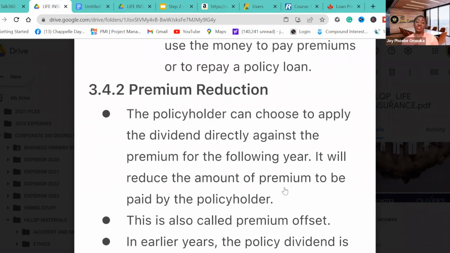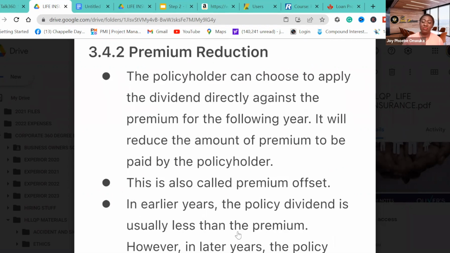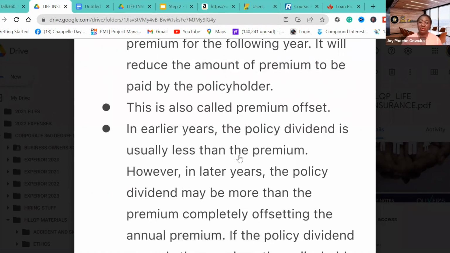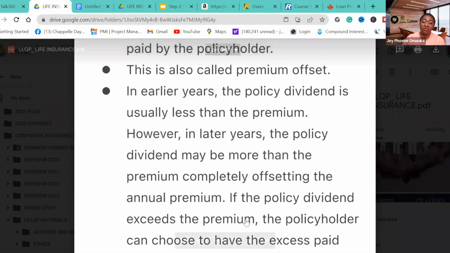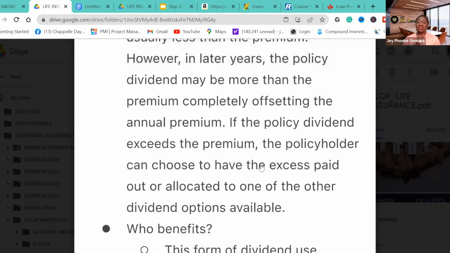We move on to the next one, which is premium reduction. Like I briefly said before, the policyholder can choose to apply the dividend directly against the premium for the following year. It will reduce the amount of premium to be paid by the policyholder. This is also called premium offset. In early years, the policy dividend is usually less than the premium. However, in later years, the policy dividend may be more than the premium, completely offsetting the annual premium. If the policy dividend exceeds the premium, then the policyholder can choose to have the excess paid out or allocated to one of the other dividend options available.